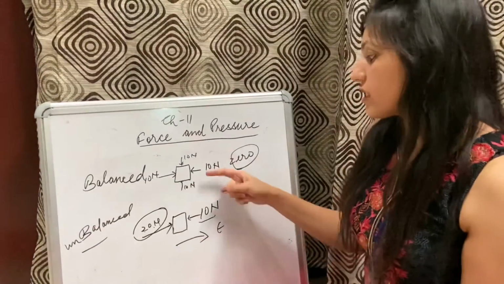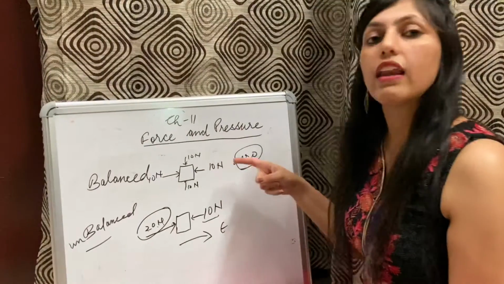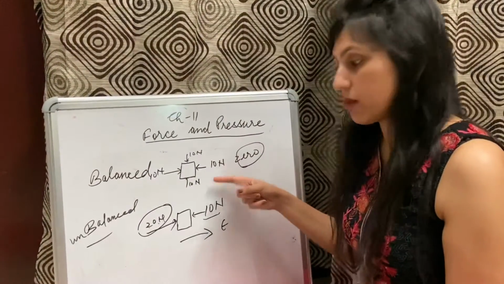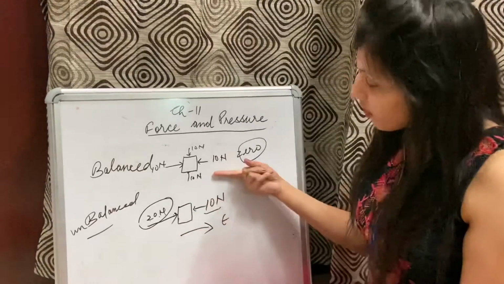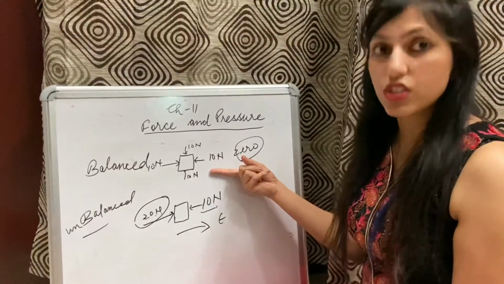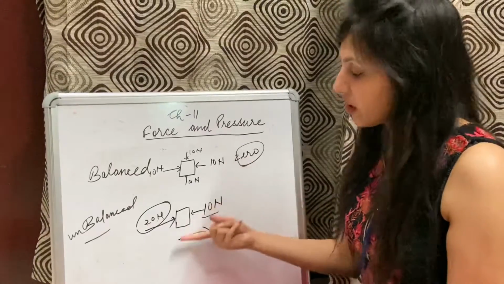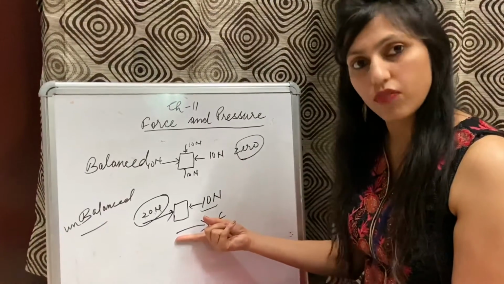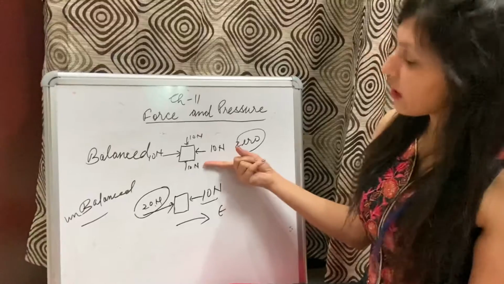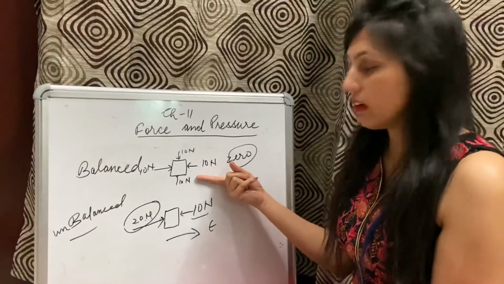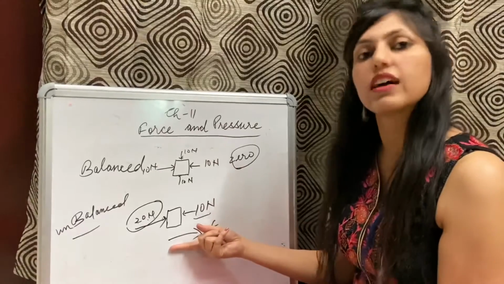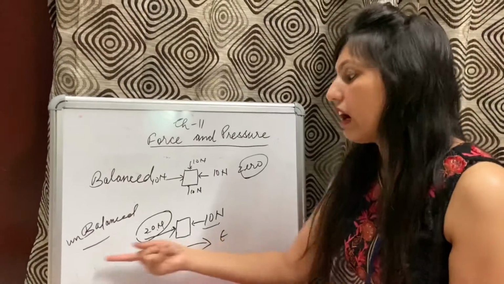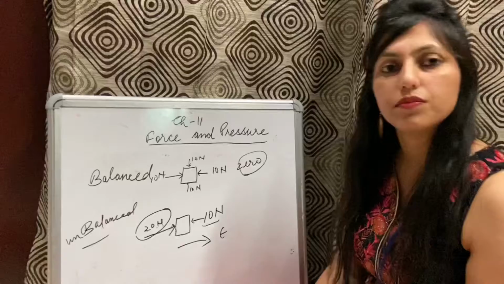The first is, in the balanced force we cannot move the object, but in unbalanced force we can move the object. Here we can't change the shape and the size of the object. Here we can change the shape and the size of the object. Here we can move it faster. We can't move the object faster. Here we can increase the velocity of the object in the unbalanced force.